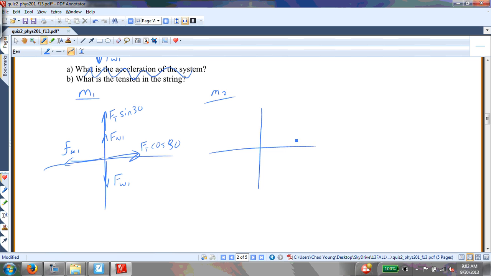I have Fn2, the force F that you're applying, given, Fw2, and then I have Ft sine 30. And then over here I have Ft cosine 30, and I have Fk2. All right, so that was part B, was just to draw the vector diagrams. And I wanted to see both of those.